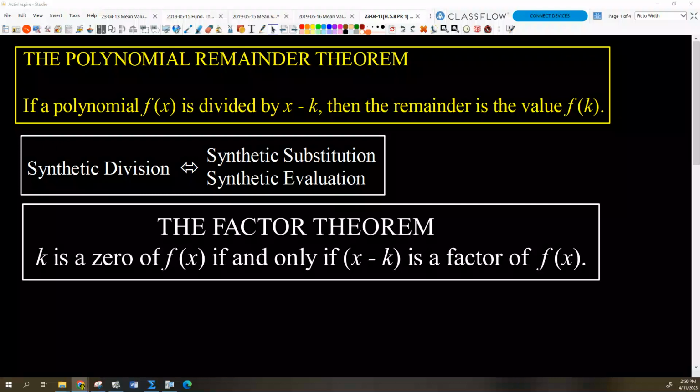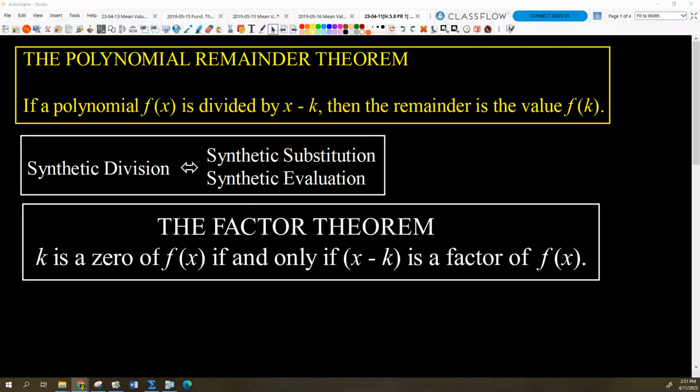So, factor theorem and remainder theorem. Factor theorem we had already seen previously. All that says is that k is a zero of f of x if and only if x minus k is a factor. So those two things go together, hand in hand. If k is a zero of f of x, x minus k is a factor. Each one leads to the other. They both have to be true at the same time, okay?